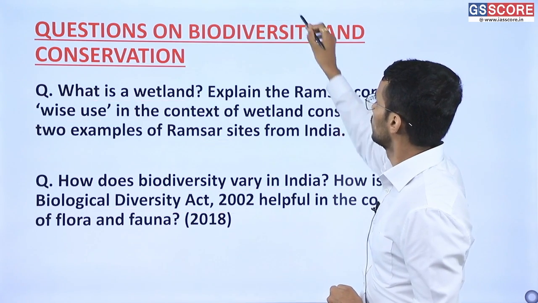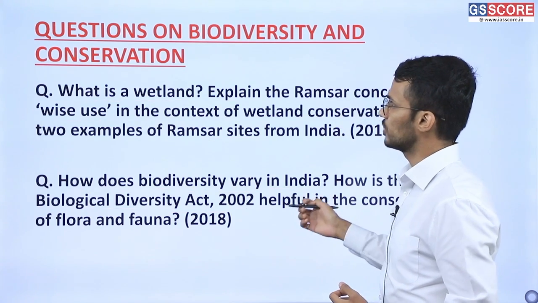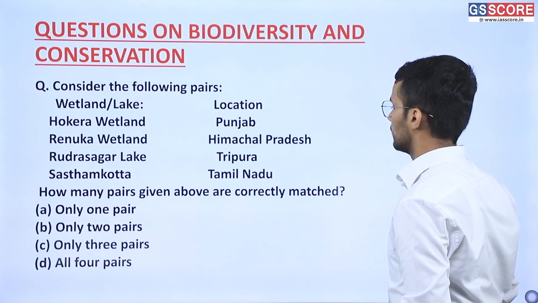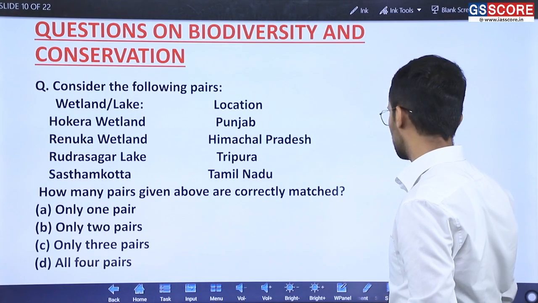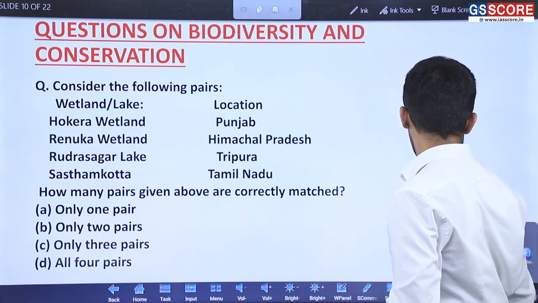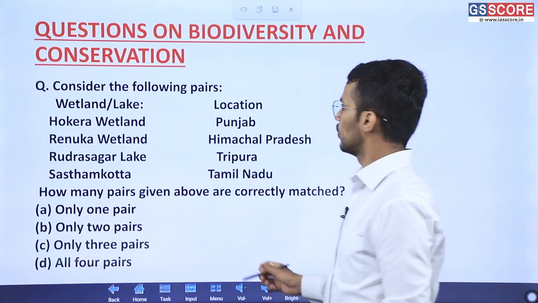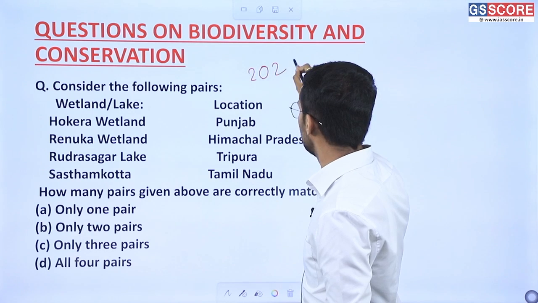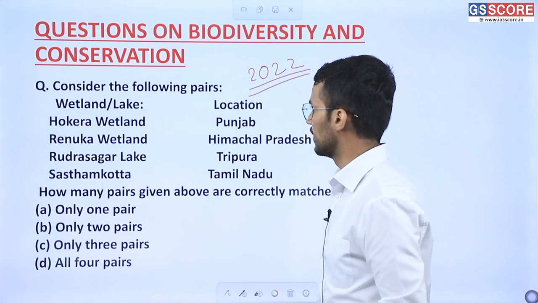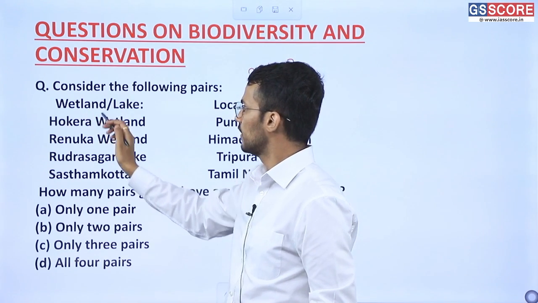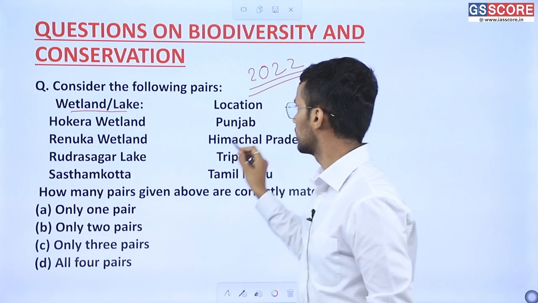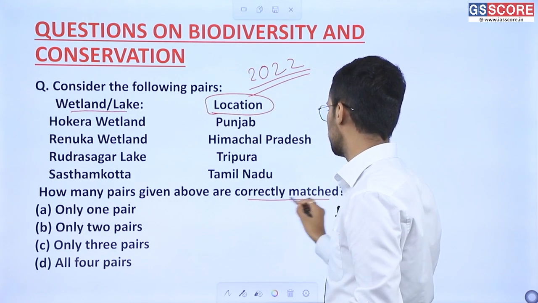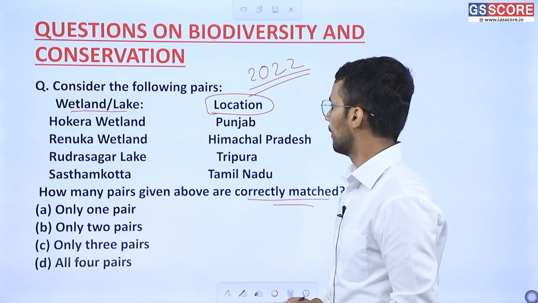Right? So these are the questions from biodiversity and conservation. Next, let us discuss a few questions from prelims examinations asked on this particular topic. This was the question asked in the 2022 prelims examination. On one hand, we have wetlands or lakes, and on the other, their location, and we are supposed to find out which of these pairs are correctly matched.